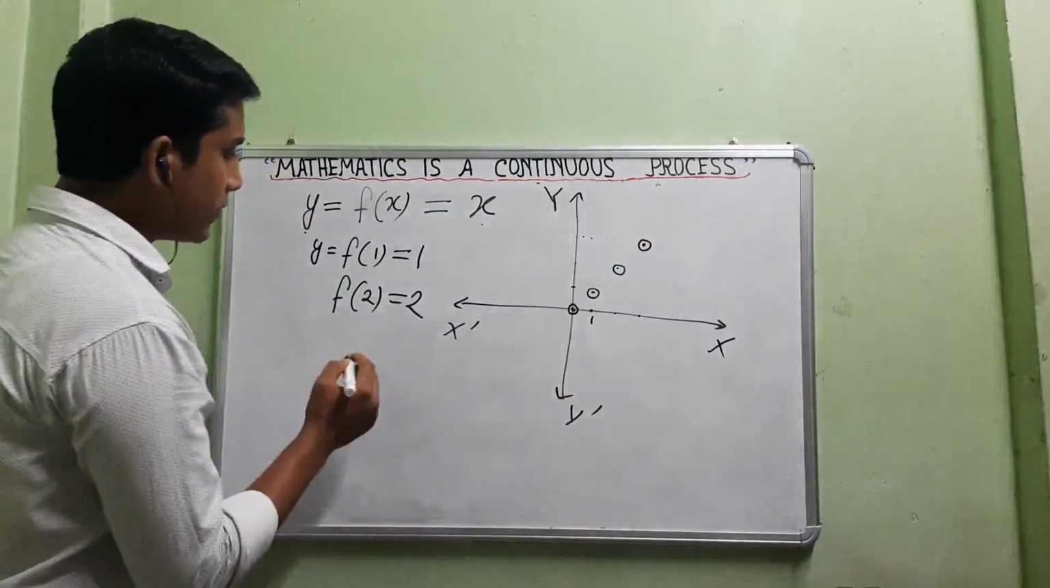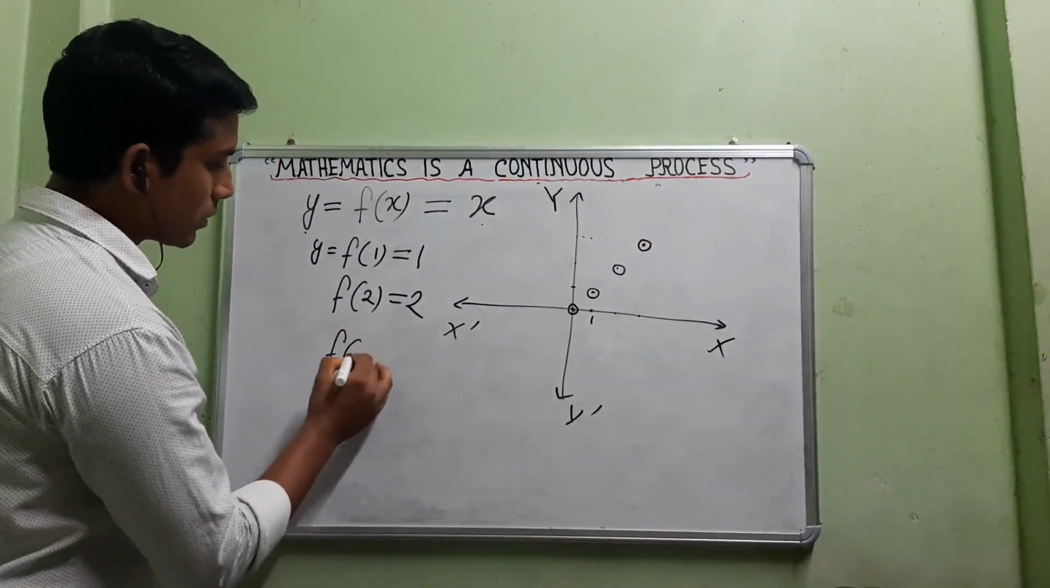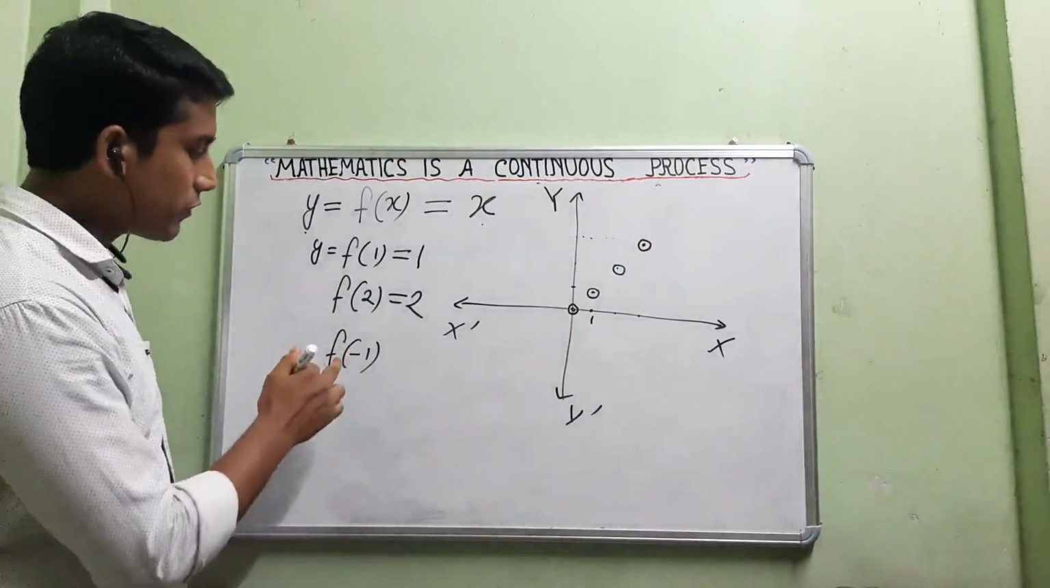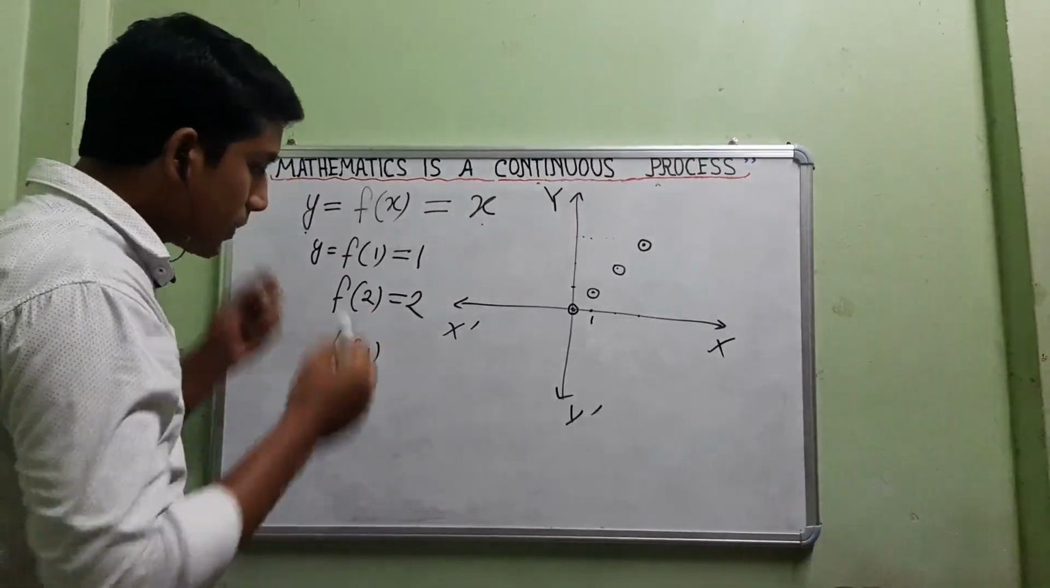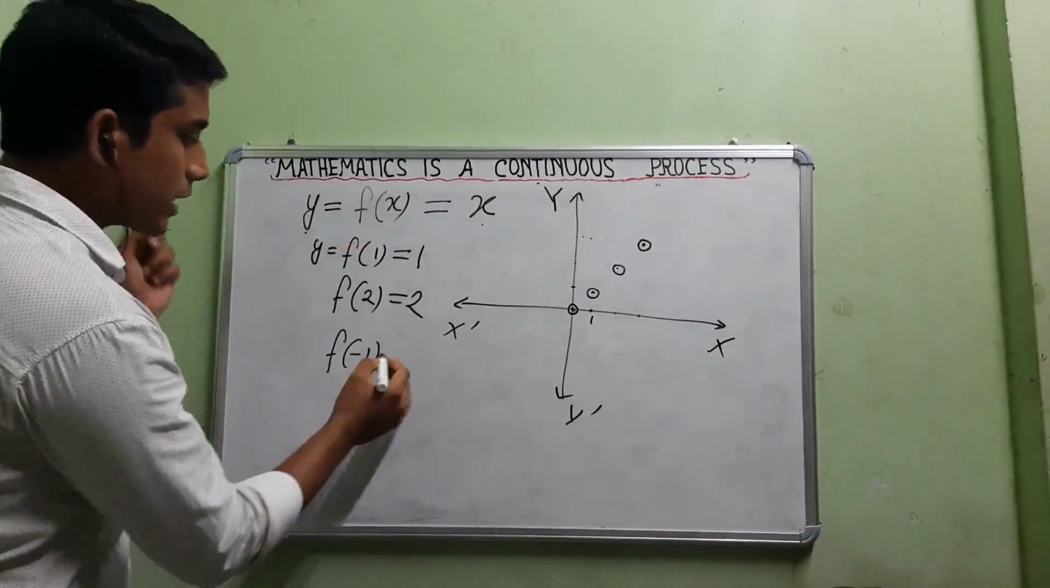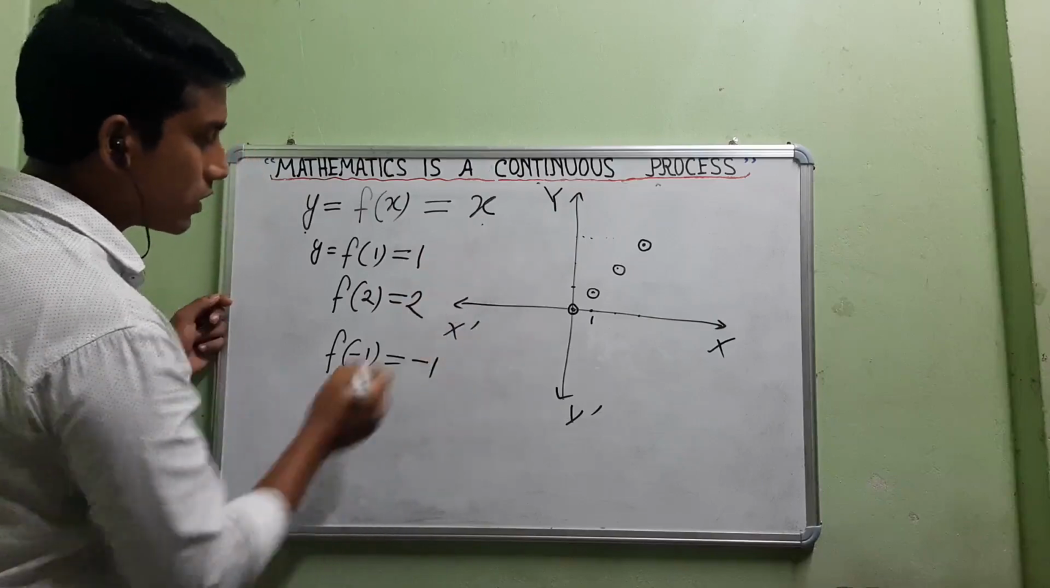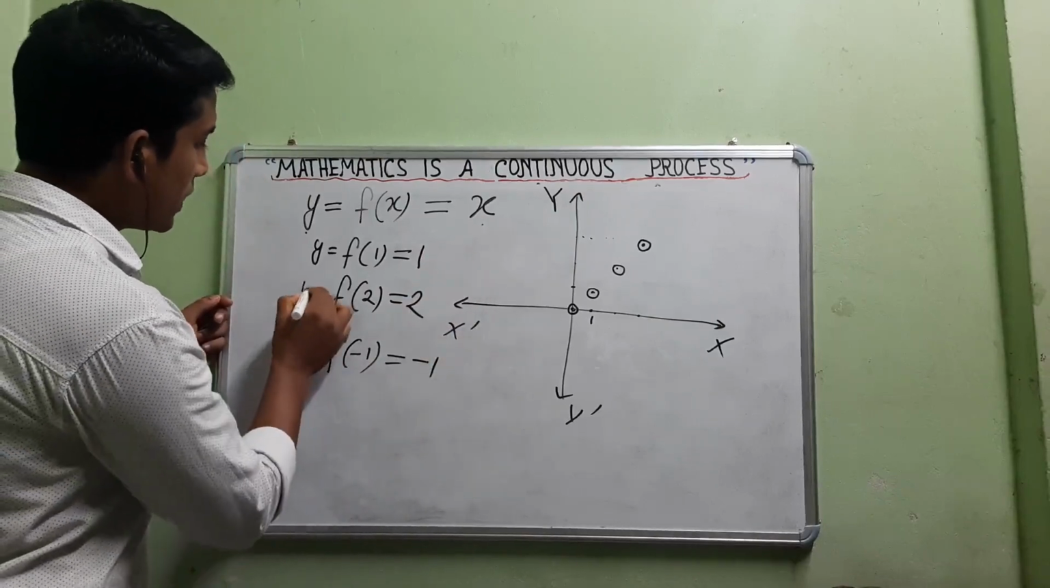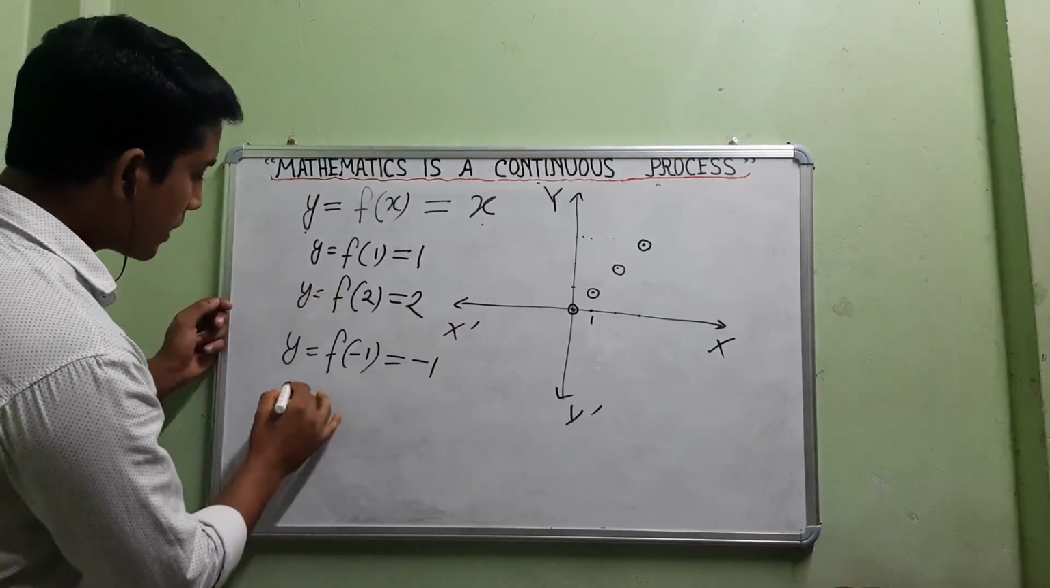Now take the negative values. Suppose I am taking -1 in place of x. So what am I getting? Again -1. That means y equal to -1, isn't it? Suppose I have taken x equal to -2.